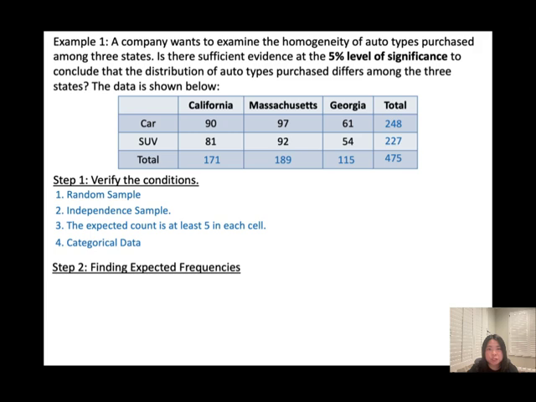Finding the expected frequency. So for example, we are working on California with the car. We're going to use the row total 248 times the column total 171, and then divide by the grand total 475. You should get 89.2. And then the second one: row total times column total divided by grand total. You should get 98.7.